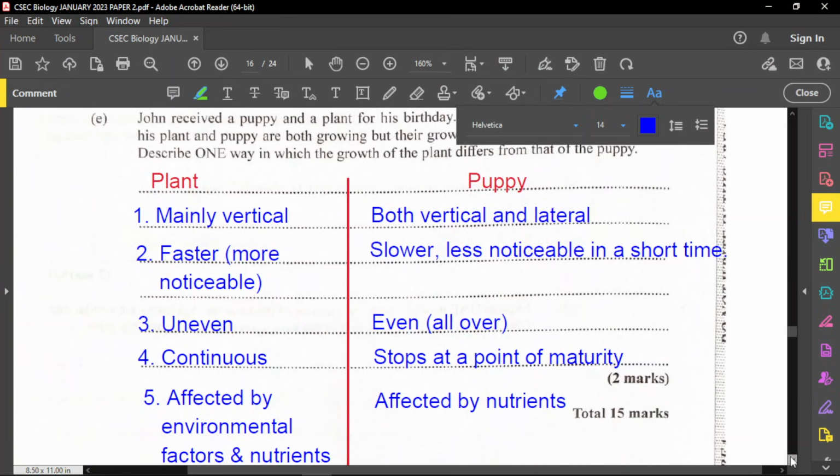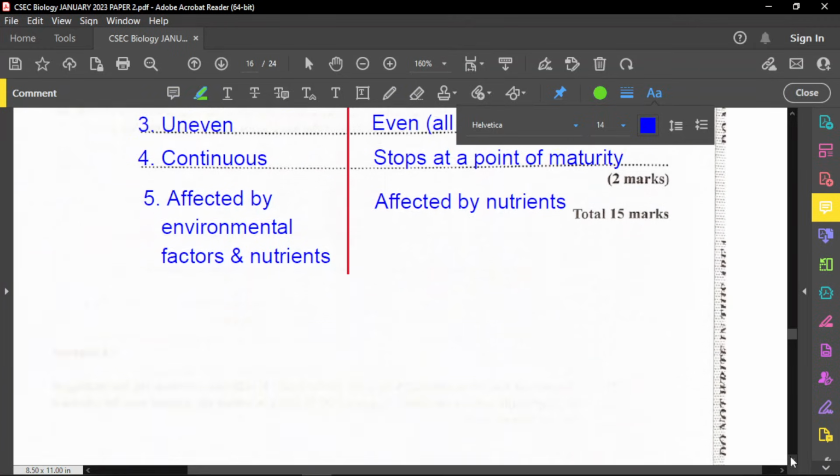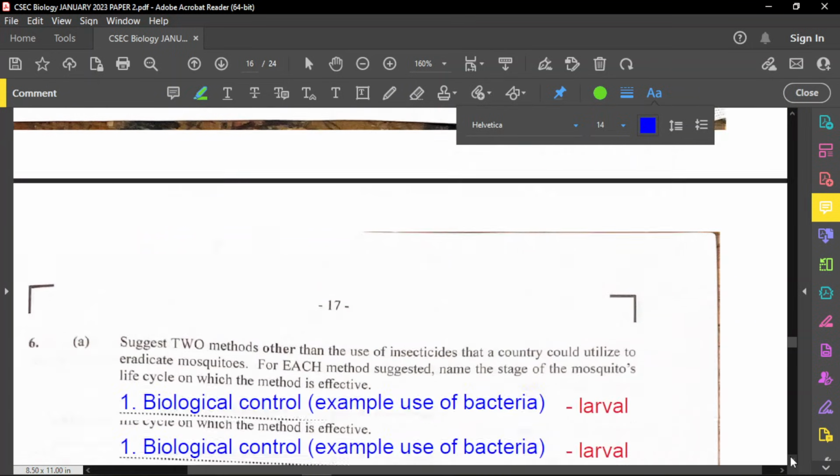And the fifth one here that I have is that growth in the plant is affected by the environmental factors and nutrients as well. Environmental factors such as light. How the plant will grow depends on light, depends on nutrients. And for the puppy, growth is affected by the nutrients and not the environment. All right, so next part of the question.